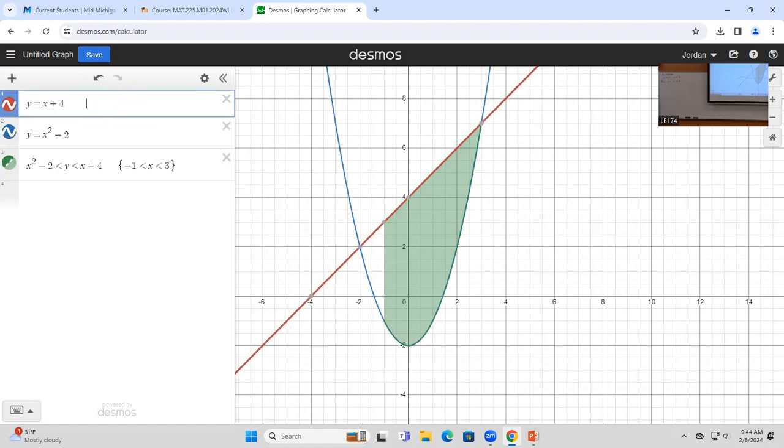What we're really doing, in one sense, is finding this green area here. Okay, the area between this curve and this other curve, finding the total area in that case. From -1 up to 3, that's the area between those.